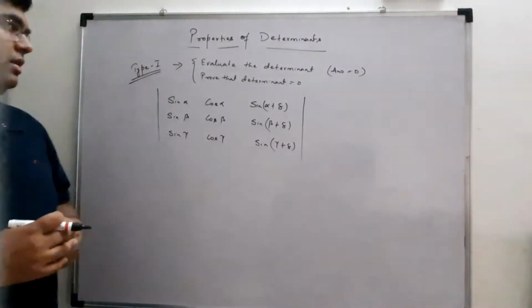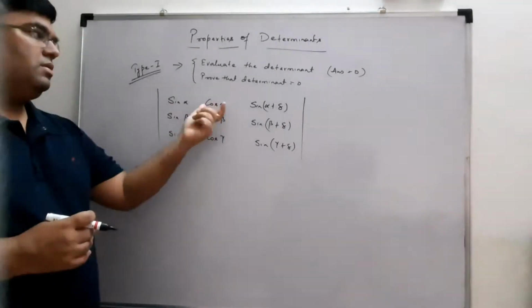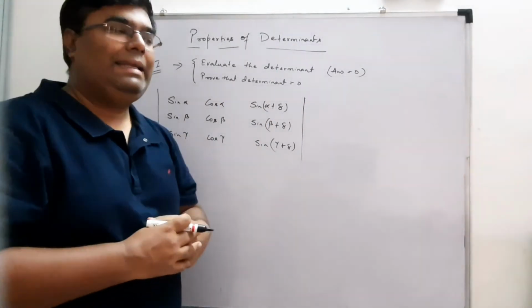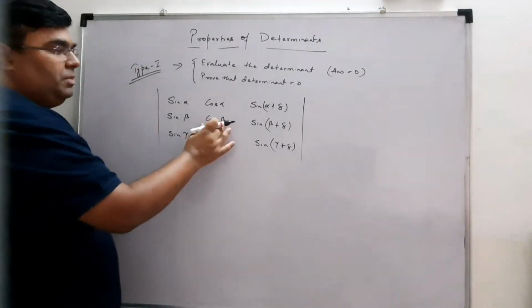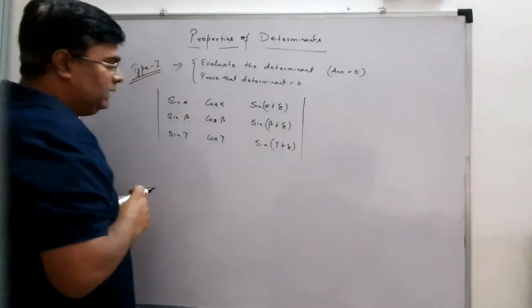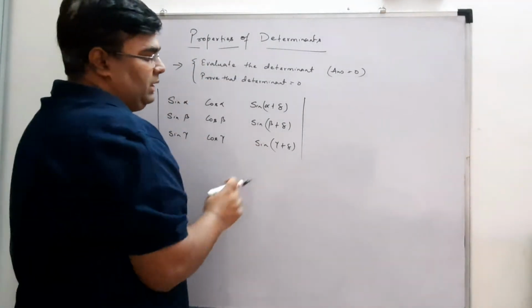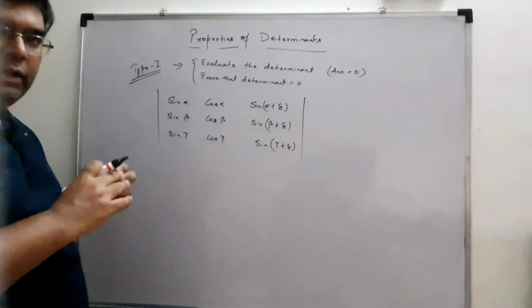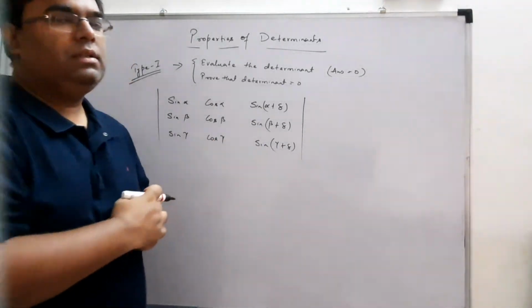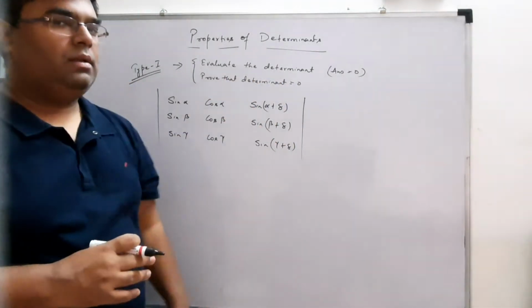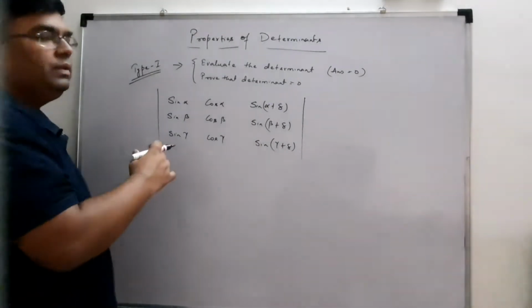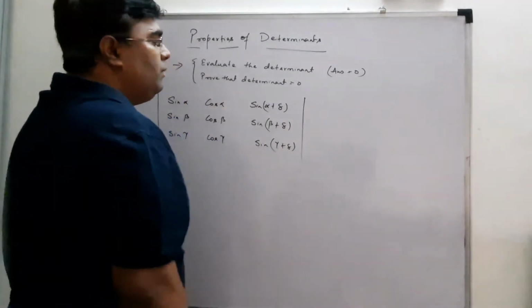Okay, next example is sin alpha, cos alpha, sin alpha plus delta; sin beta, cos beta, sin beta plus delta; sin gamma, cos gamma, sin gamma plus delta. We need to find the value of this. Definitely my answer is 0, or it can come as prove that this determinant is equal to 0.